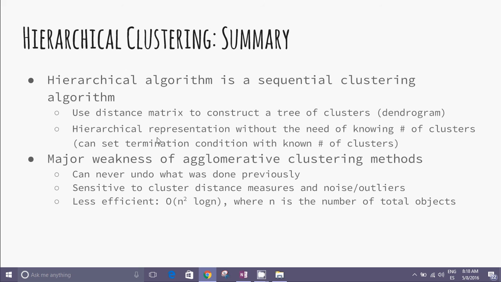The hierarchical representation works without the need of knowing the number of clusters, and we can set a termination condition at every moment. The major weakness of agglomerative clustering methods is that we can never undo what was done previously. They are sensitive to cluster distance measures and noise and outliers, and the complexity makes them less efficient.